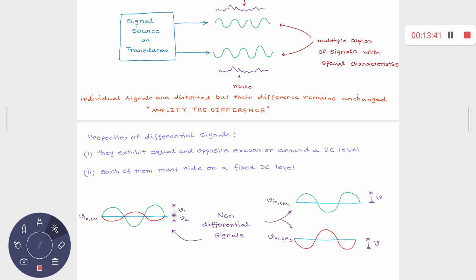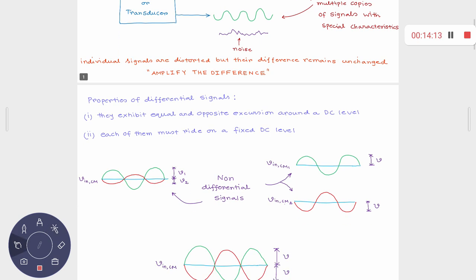Now come to this one. This signal is riding on a DC level, this is the fluctuation, this is riding on another DC level, this is the fluctuation. Then you have equal and opposite fluctuation, something like this. But the DC levels are different. This is V in CM1, and what is meant by CM? And this is V in CM2, these two values are different. Apparently V in CM2 is less as compared to V in CM1. So obviously, this pair is also not a differential signal.